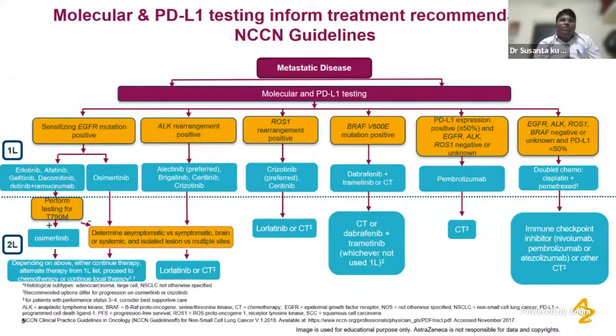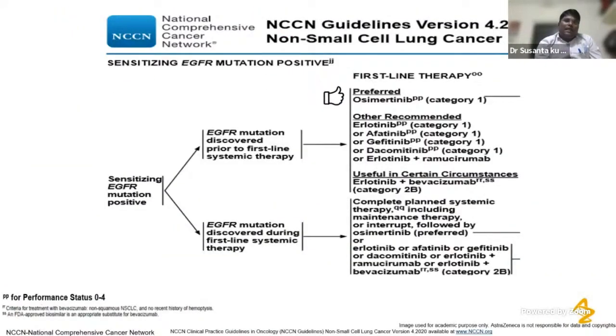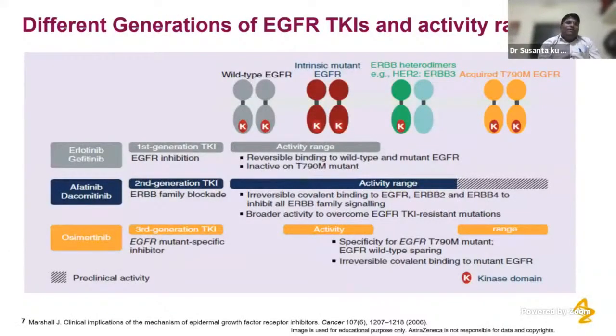If there is no target positive and PD-L1 expression, then we can use pembrolizumab. And if all the things along with PD-L1 negative, then we can use chemotherapy in that case. So this is the guideline, the category 1. The preferred is osimertinib and other agents can be used. And if there is financial constraint, erlotinib, afatinib, gefitinib, dacomitinib are all category 1 along with osimertinib. So we'll discuss one by one.